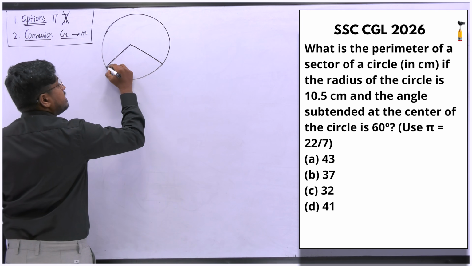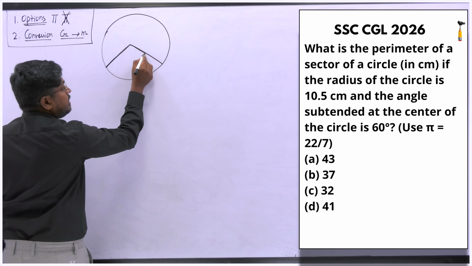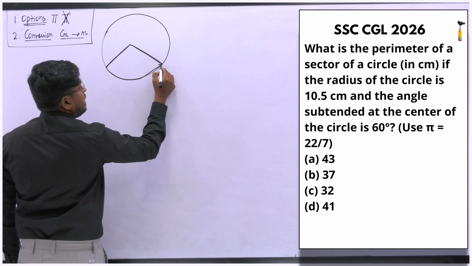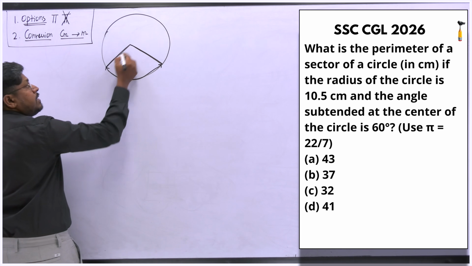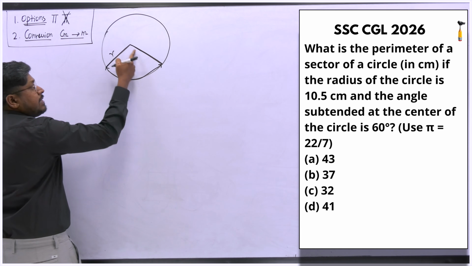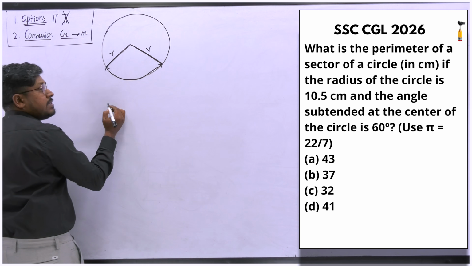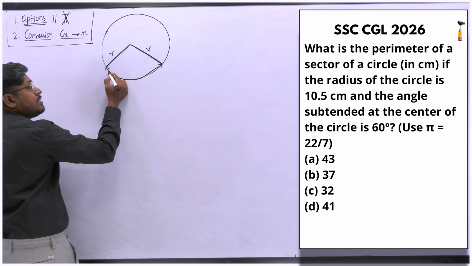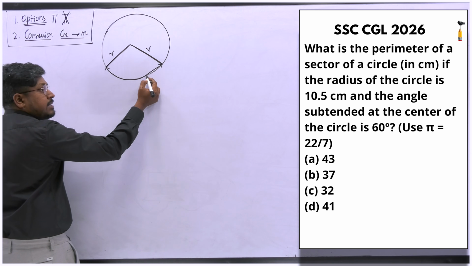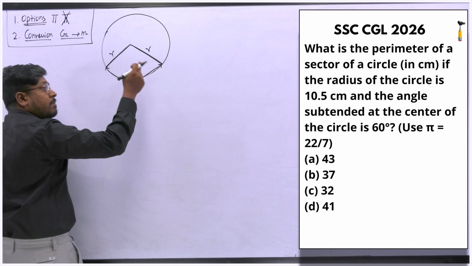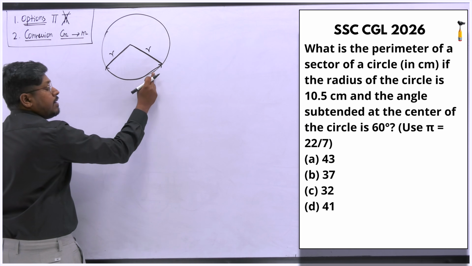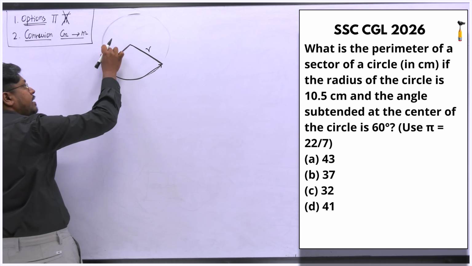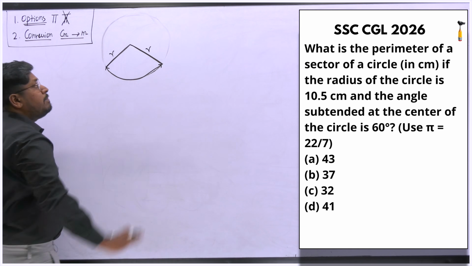Perimeter means this line length, right? These two line lengths as well as the arc length act as the perimeter. We already know that this will be the radius of the circle. So this line length is also the radius of the circle. And then we have to find this line length, which is called arc length. So arc length is nothing but the circumference of a circle formula into the angle. The resultant will be the arc length. Just now we have learnt it. So we have to find only the perimeter of the sector region. So the perimeter of the sector region will be this part.